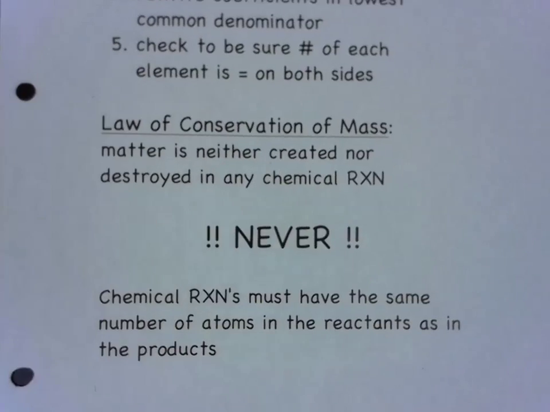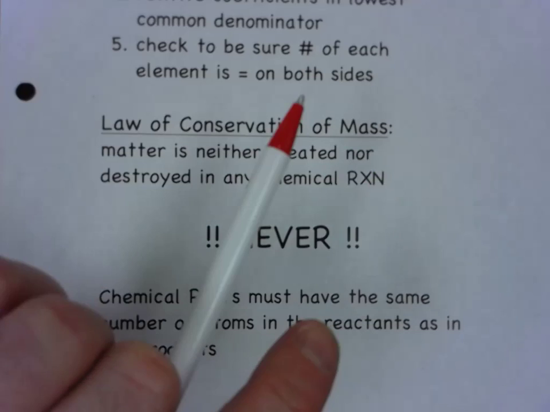So chemical reactions must have the same number of atoms in the reactants as in the products. I think I've said this enough times. You guys kind of get an idea. Let's just do this.